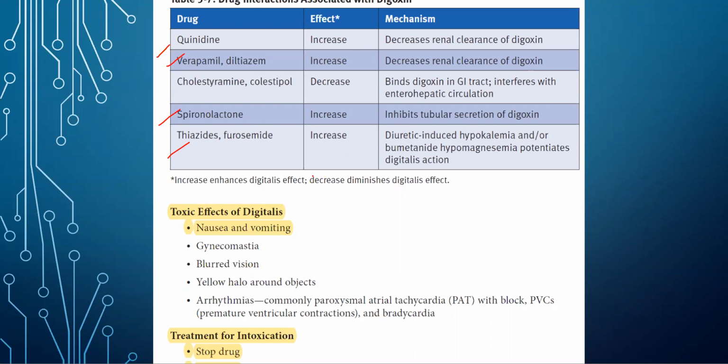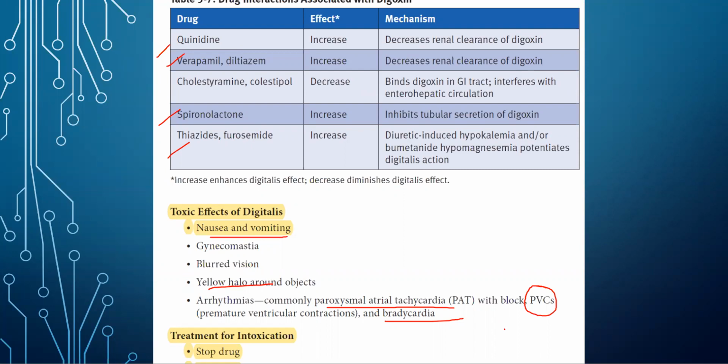What are the signs of digoxin toxicity? The most common feature of digoxin toxicity is nausea and vomiting. And then it could be gynecomastia, blurry vision, yellow halo around the objects. Digoxin toxicity can cause every arrhythmia that you know, but most commonly, it causes premature ventricular complexes. That means all the ectopic beats. It causes bradycardia. It causes paroxysmal atrial tachycardia. Okay, sometimes it can even precipitate heart block.